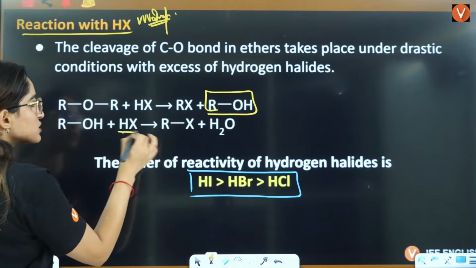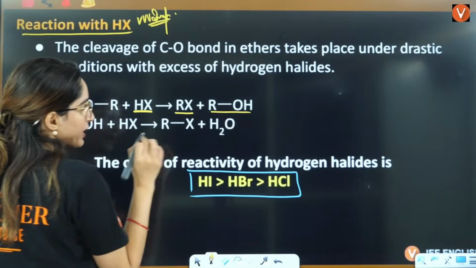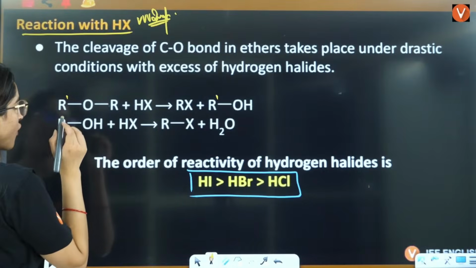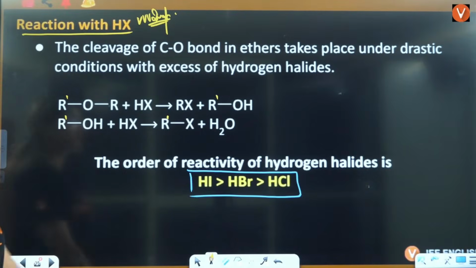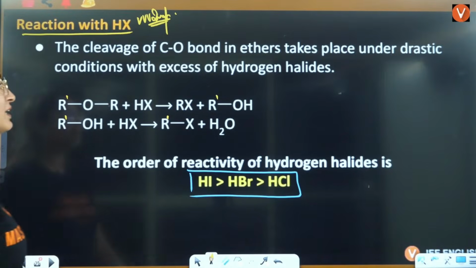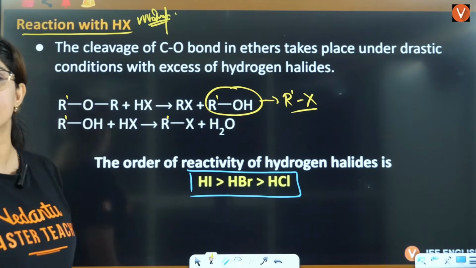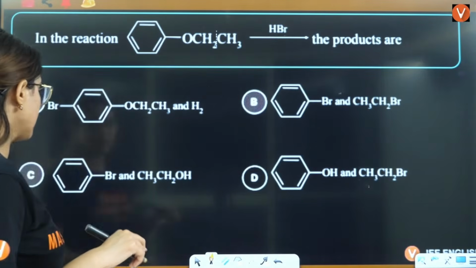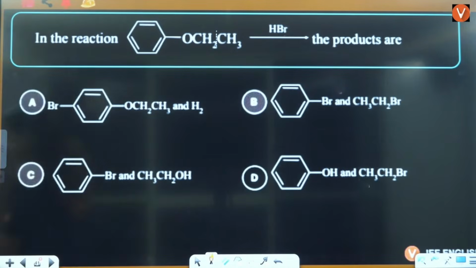When less HX is given, you have RX and ROH. Let's say R'OH is formed. Then R'OH is converted to R'X. So two alkyl halides will be formed in excess of HX, that is RX and R'X. Even the alcohol formed will be converted to R'X in case of excess of HX. Okay, everyone? Got it?